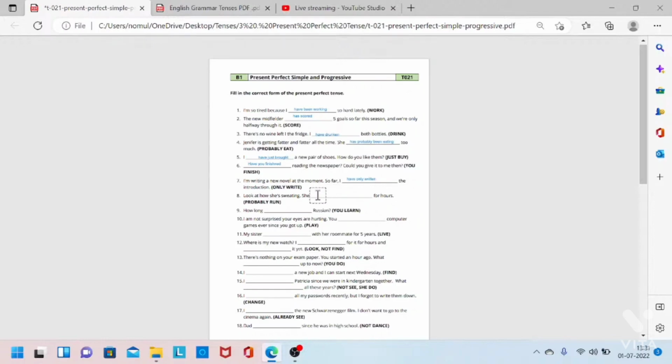Now let us look at the eighth one. Look at how she is sweating. She dash for hours. So she has probably been running. She has probably been running for hours. This is the right sentence. Now, using present perfect simple, we are writing.